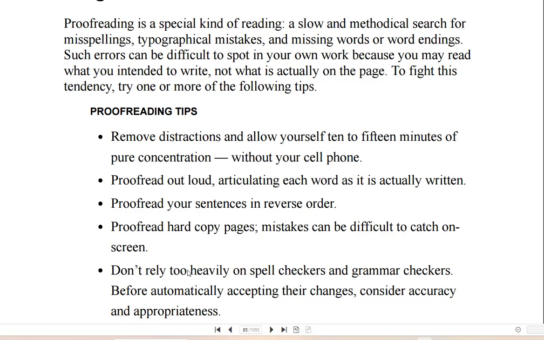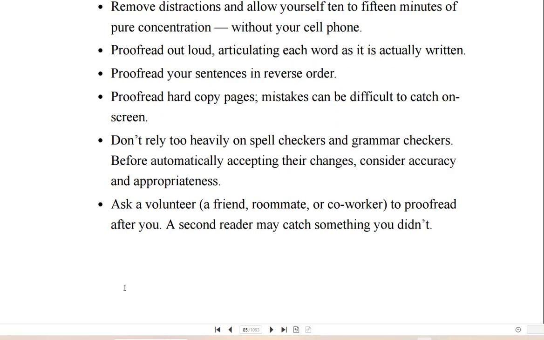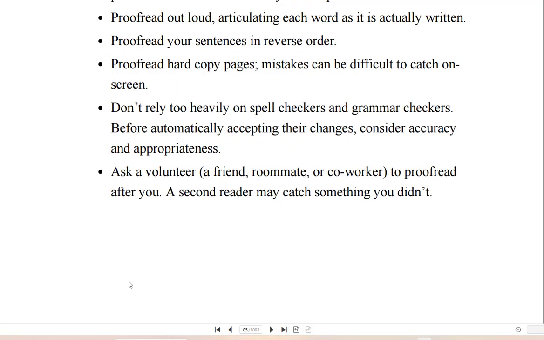Remove distractions and allow yourself 10 to 15 minutes of pure concentration without your cell phone. Proofread out loud, articulating each word as it is actually written. Proofread your sentences in reverse order. Proofread hard copy pages. Mistakes can be difficult to catch on screen. Don't rely too heavily on spell checkers and grammar checkers. Before automatically accepting their changes, consider accuracy and appropriateness. Ask someone to proofread your paper for you.